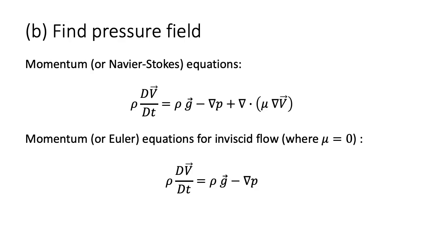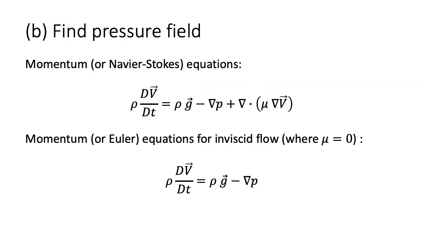Since we already know the velocity field, we can use the differential form of the momentum balance equations to find the pressure field. Note that this differential form of the momentum equation is commonly referred to as the Navier-Stokes equations, and it represents Newton's second law applied to an element of fluid in a differential control volume. Thus, the mass per unit volume times the fluid particle acceleration is equal to the sum of the forces due to gravity, pressure, and friction, all per unit volume.